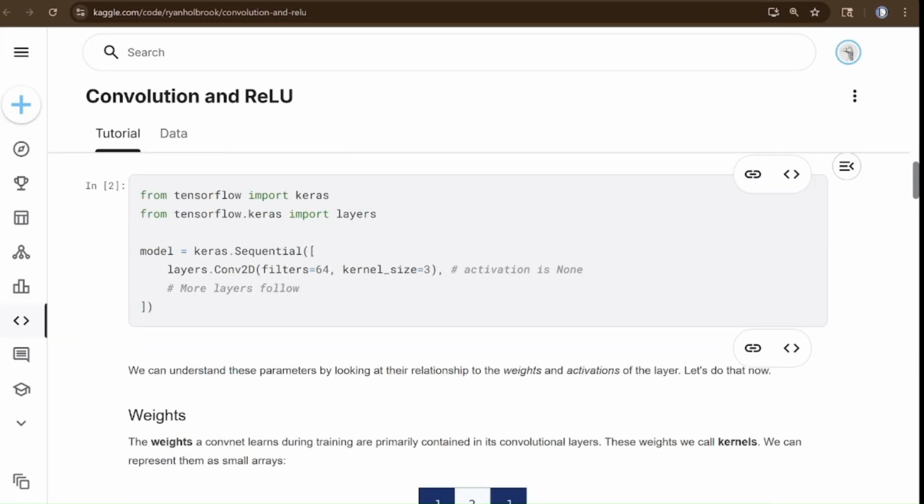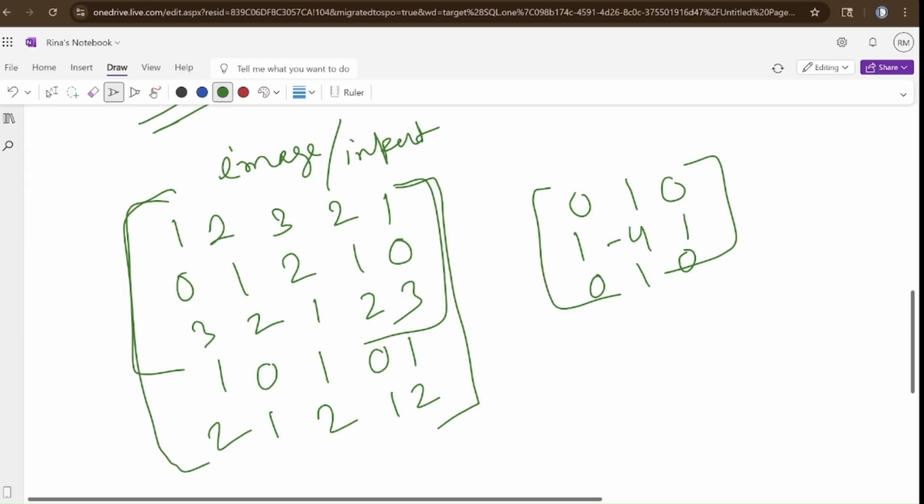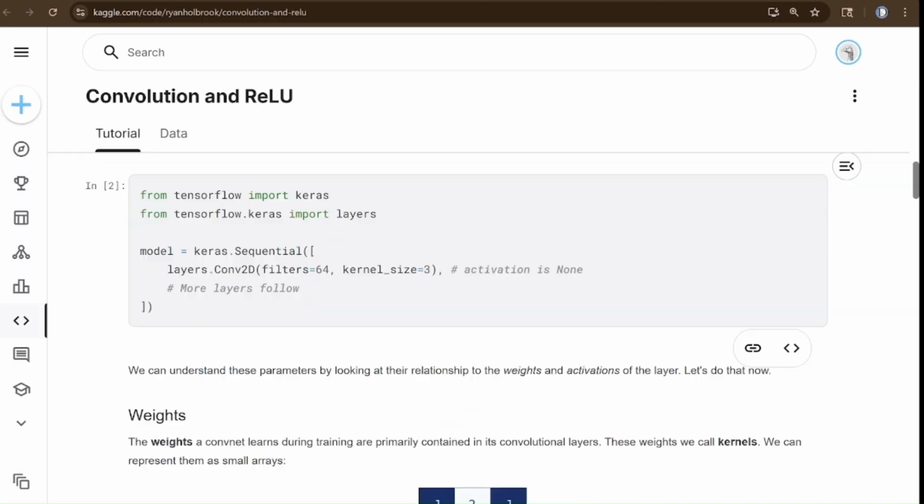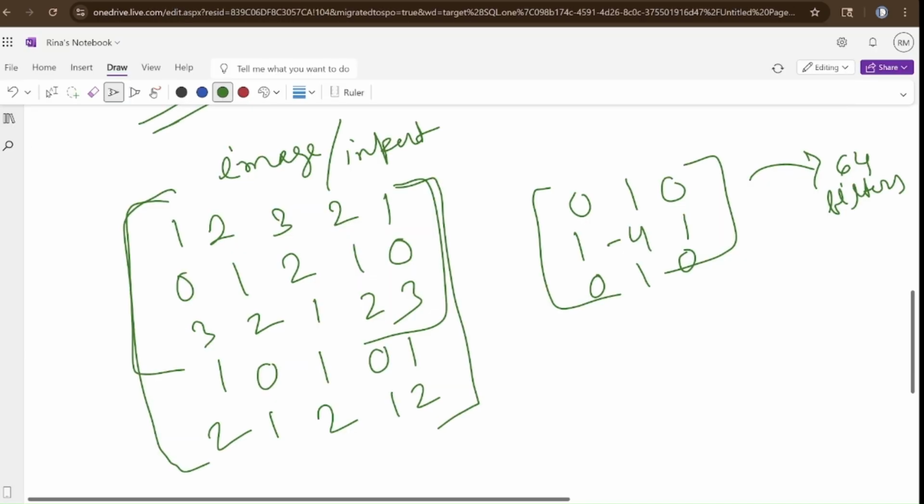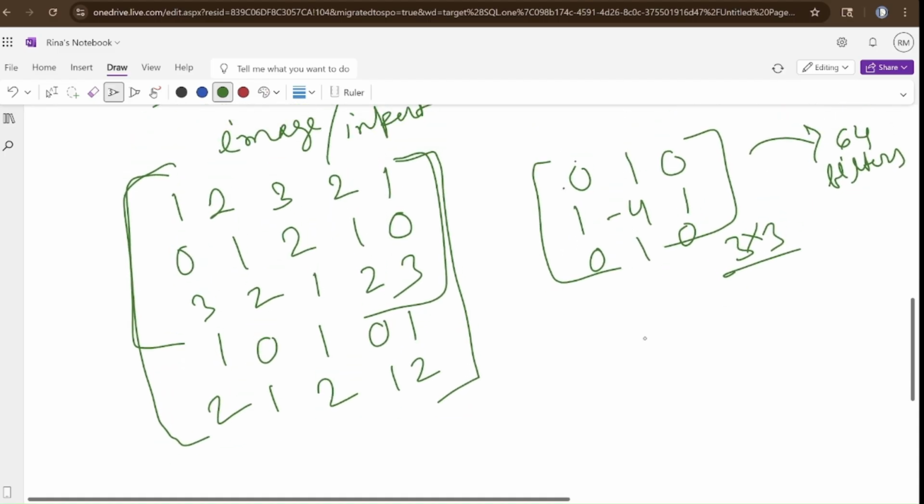See, we have said, you are taking 64 filters. And what is the kernel size? 3. So I have taken 3 by 3. 1 2 3, 1 2 3, 3 into 3. Right? Now what will you do? Now you have to impose this complete part on this part.